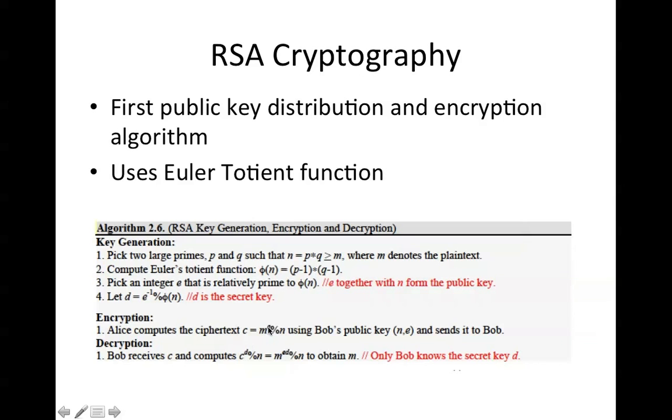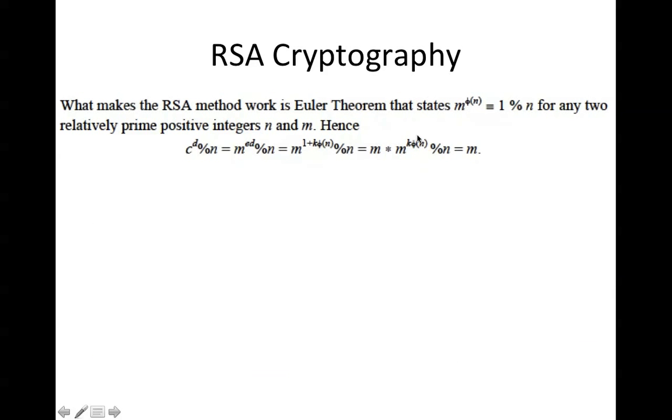And so Alice computes with E, and Bob computes with D. Those are the things that you have to remember. And then in both cases, one sends the message with E, the other one decodes the message with D, and thanks to Euler's theorem, which is this, and that's what makes it work.